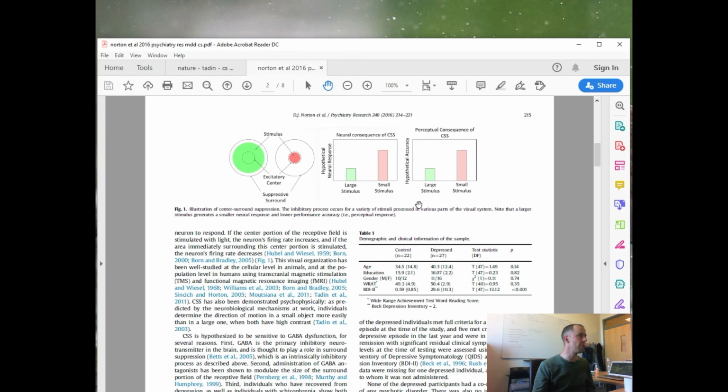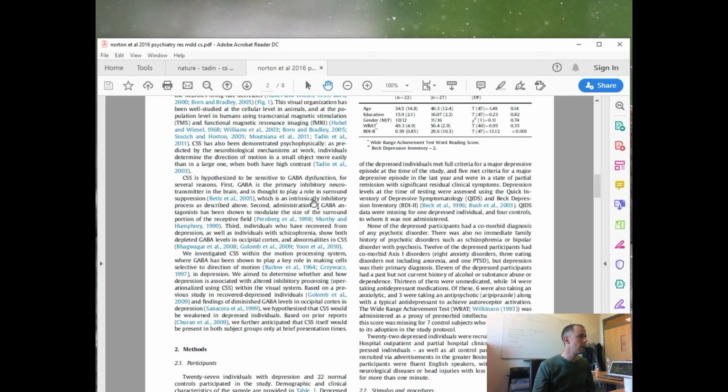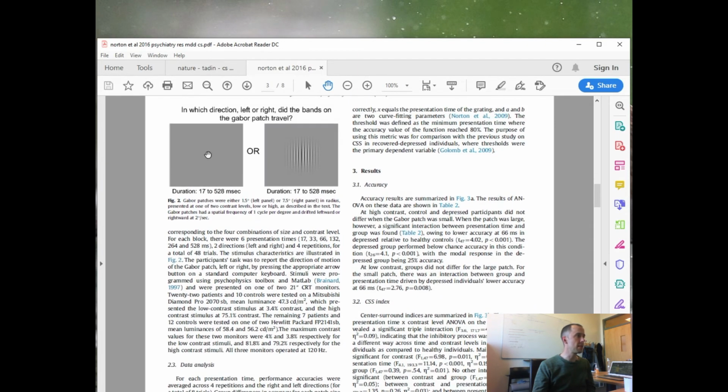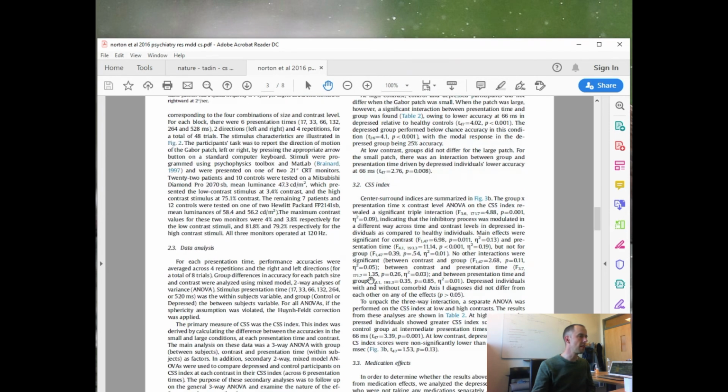This is me explaining center surround suppression to the reader, which you guys already sort of know, but this was our task. We basically had a small or a big stimulus, and we did a little different than Tadden, that other Nature paper. We didn't measure the threshold. What we did is we just measured the accuracy at different presentation times. So something like this.